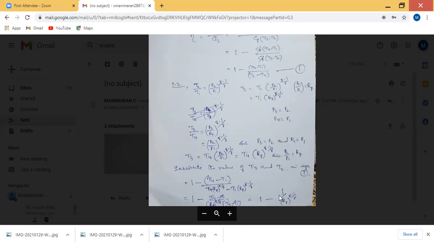So this is in terms of pressure. In terms of volume, it is 1 minus 1 divided by R to the power of gamma minus 1, where R is the compression ratio. This is how we calculate the efficiency of the Brayton cycle. Clear?